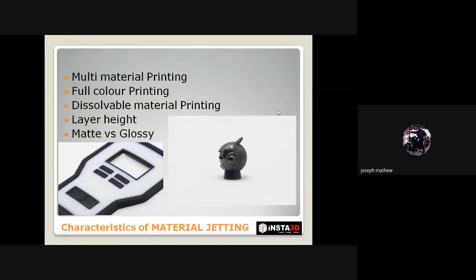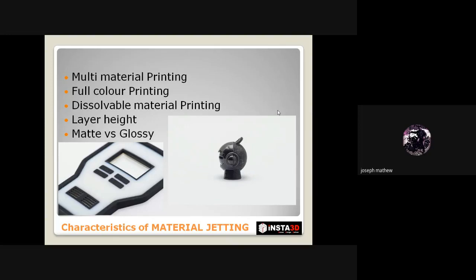And even the layer height is specified by the manufacturer, and the typical layer height used in material jetting is around 16 to 32 microns, which is a very high layer resolution compared to the other technologies. So in material jetting 3D printing, you can reach layer heights like 16 to 32 microns, and very intricate parts can also be 3D printed using a material jetting 3D printer.